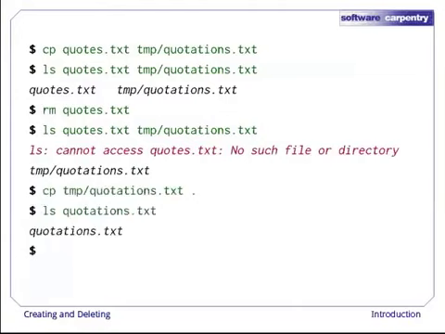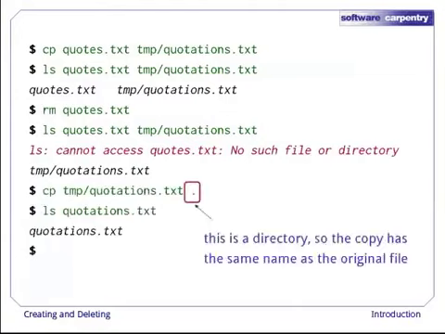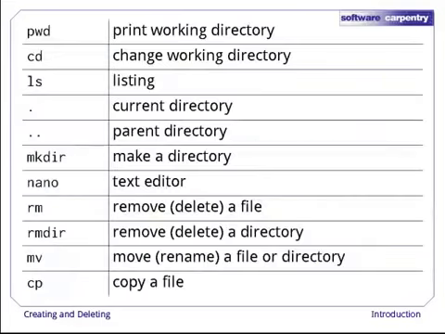Let's make one more copy. This time, though, we don't specify the destination file name, just a directory, so the copy will keep the original's file name. To summarize, here are the commands we've seen so far, along with the two special directory names.